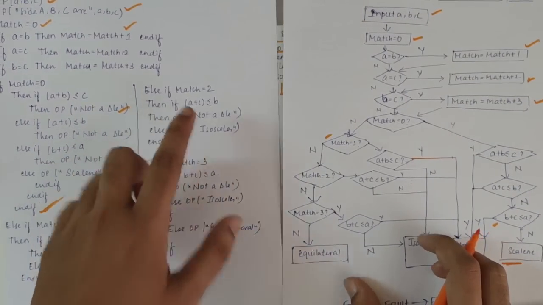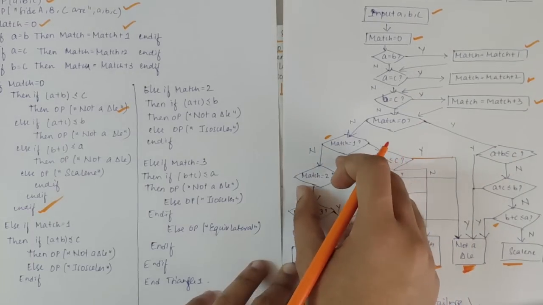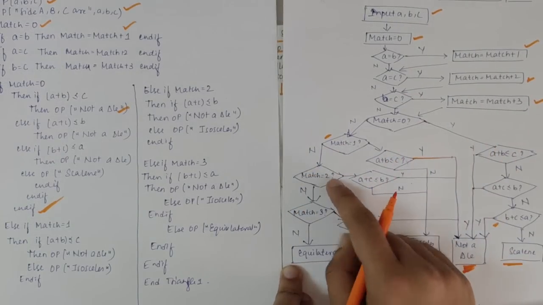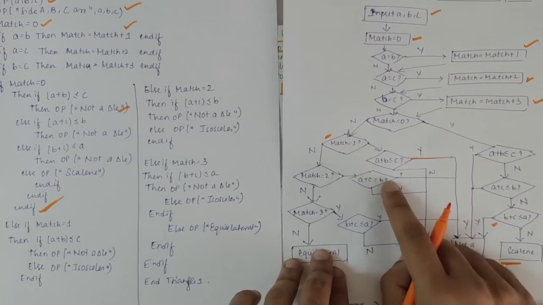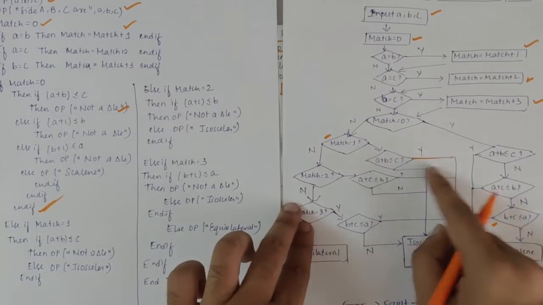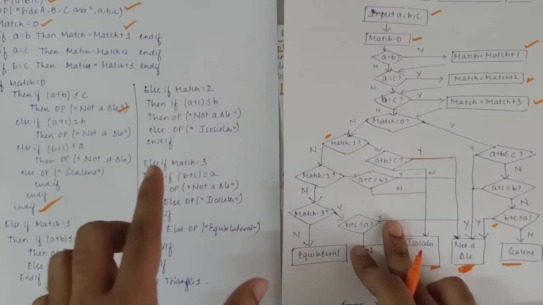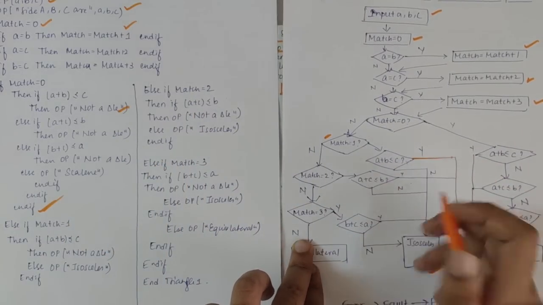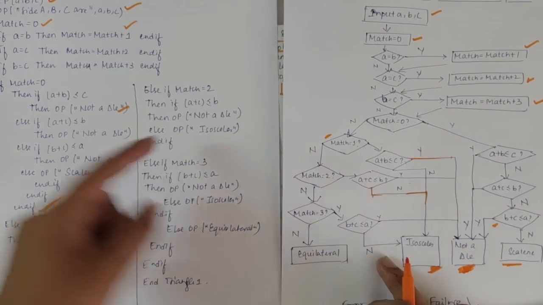That is else if match is equal to 2. If match is not equal to 1, I'll jump into match is equal to 2. Checking if match is equal to 2, if this condition is true, I'll look into A plus C is less than or equal to B. If this is true, then it is not a triangle, because it is not obeying the triangle property. If it fails, then it comes under the isosceles condition. Here it came under the isosceles condition. I'm done with match is equal to 2.